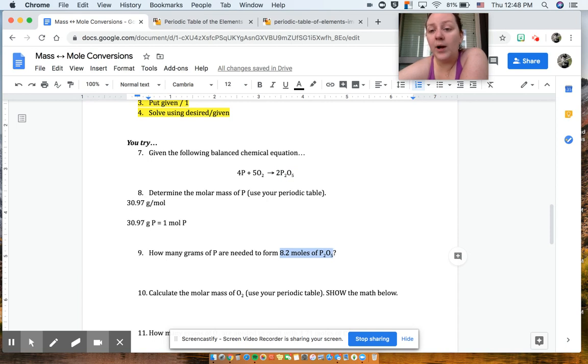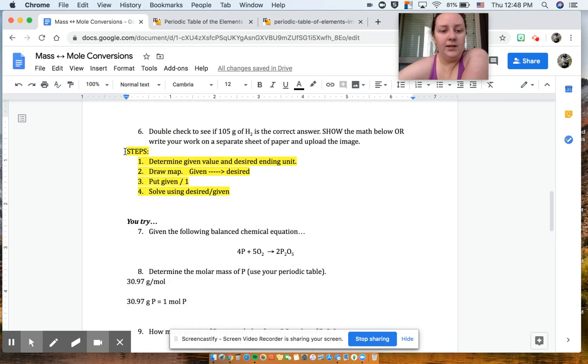So what do I need to do in order to make that? What am I going to need to start with? How many grams of P do I need to measure out in order to supply this very specific amount, 8.2 moles of P2O5, for my customer? That's what we're trying to figure out here: how do I make what I want to make? What do I need to start with in order to get there? And we need stoichiometry in order to figure that out.